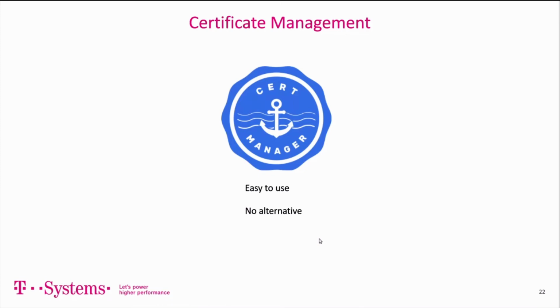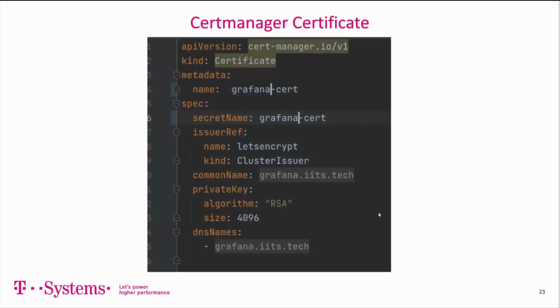So how do we do the certificate management? Yeah, this is very easy. Cert Manager, it's easy to use, and in my opinion, there's no real alternative for that. Basically, it connects with Let's Encrypt and automatically makes certificates for your domain. It looks like this. You have your certificate, again for Grafana. You type the common name grafana.ets.tech, and below the DNS name grafana.ets.tech, and then it issues the certificate for you and renews it automatically.